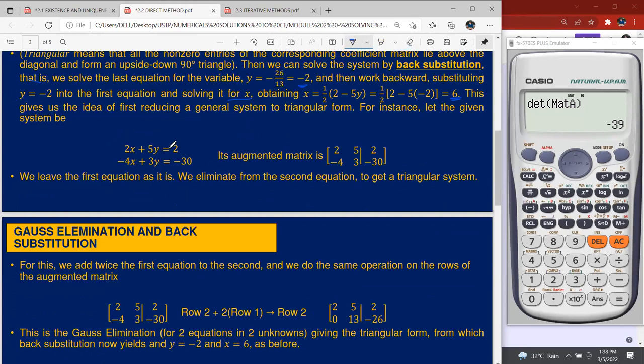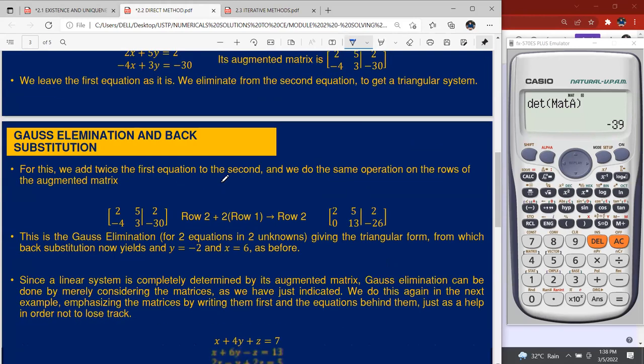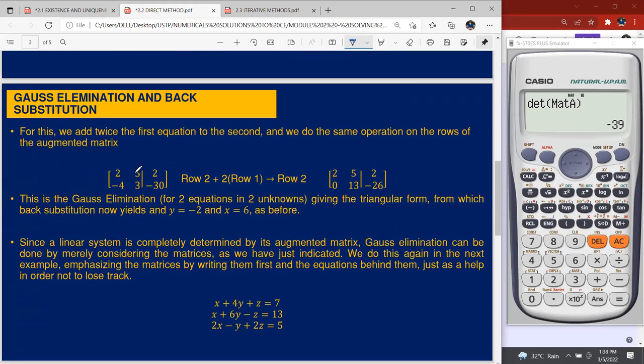2x plus 5y equals 2 and negative 4x plus 3y equals negative 30, and its augmented matrix, this one, right? We leave the first equation as it is. We eliminate x from the second equation to get a triangular system. So first, we'll use what is called the row operations, no? Atong target first is makakuha tayo sa atong triangular matrix. So augmented matrix siya, pero dito na tayo mag-triangle sa coefficient matrix.